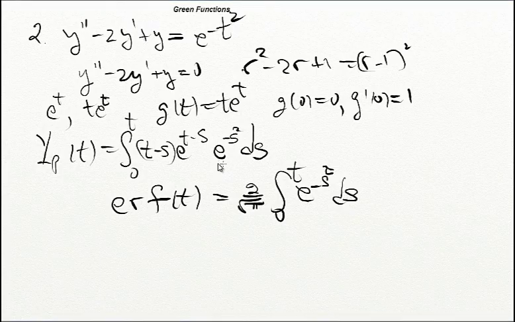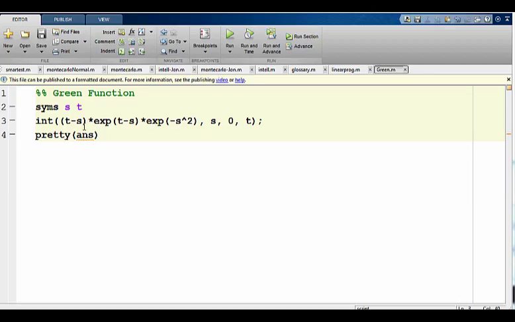It's not surprising that the error function arises because of that e to the minus s squared. Not so amenable to work by hand. Let's turn MATLAB loose on this problem. Here's the MATLAB evaluation. s and t are symbolic variables, and I'm integrating exactly what I wrote down on the previous screen, t minus s, e to the t minus s, times e to the minus s squared. The variable of integration is s, and I integrate from 0 to t. And I suppress the answer because it spews across the right side of the screen. I then printed it up, and let's see what we get.